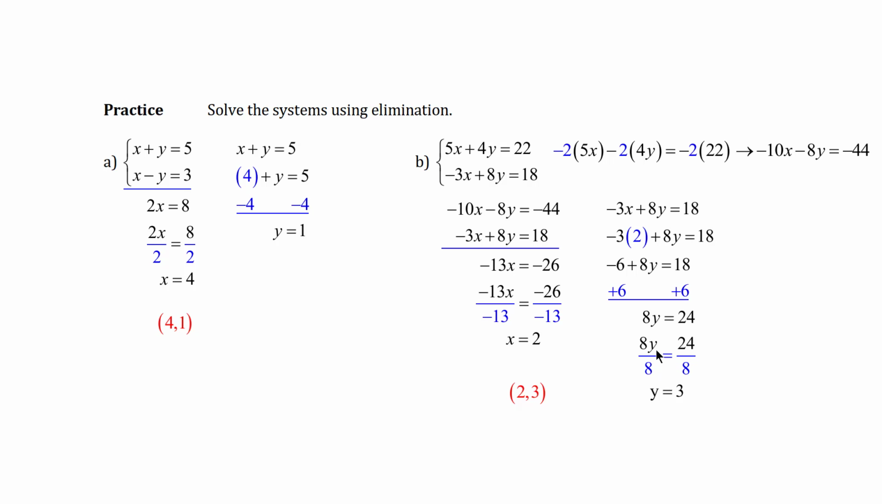Simplifying the left-hand side, 8y divided by 8 is y, and on the right-hand side, 24 divided by 8 is 3. The result is y equals 3. Our final answer, written as an ordered pair, is parentheses 2, 3, close parentheses.